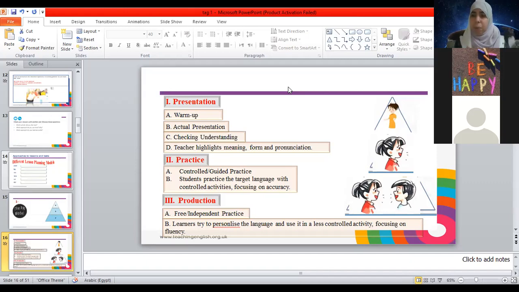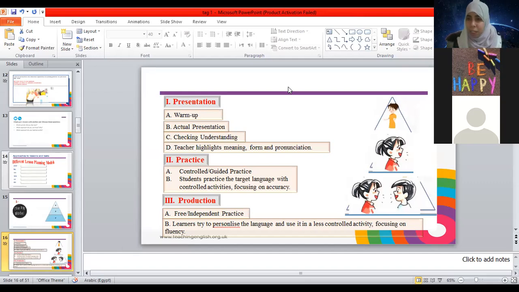So again, in teaching grammar, yes, in teaching grammar, but after a controlled activity. After a controlled activity, we give them a free activity or a less controlled activity, because here I have to focus on fluency, okay? In the last stage, production. So these are the three stages of the PPP model.